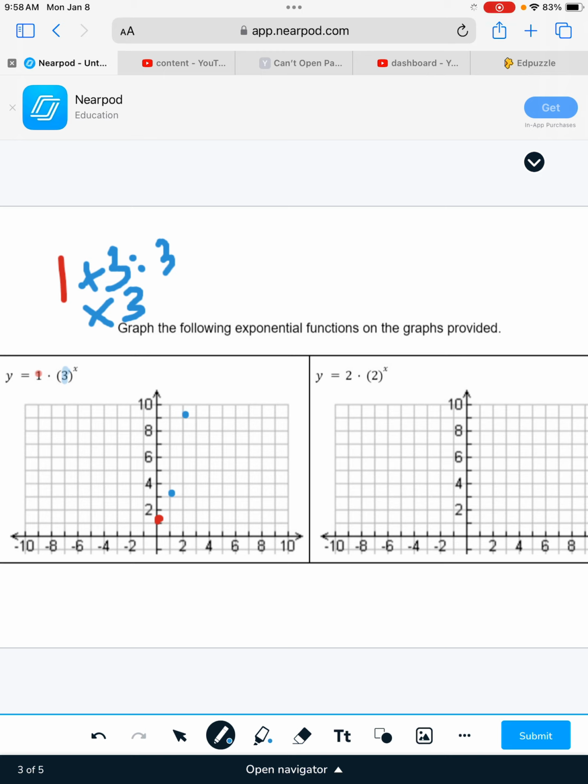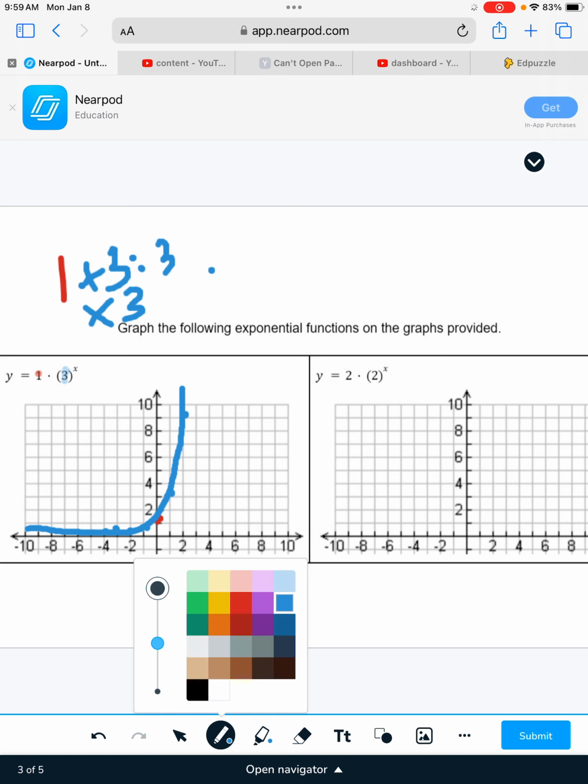If I times 3 again, it goes to 27, which is way off up here somewhere. I can do the same thing about dividing by 3 and go to a third, a ninth, 27th, and so on. And you'll notice that that graph ends up curving up like this. That is going to be the graph of this exponential function.